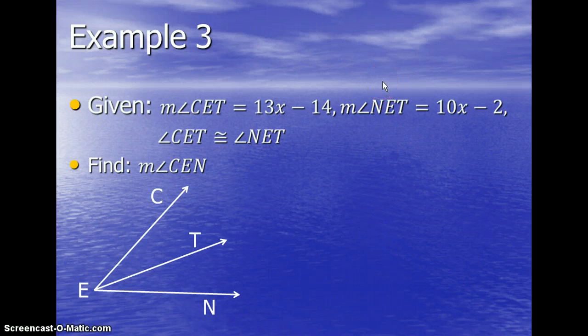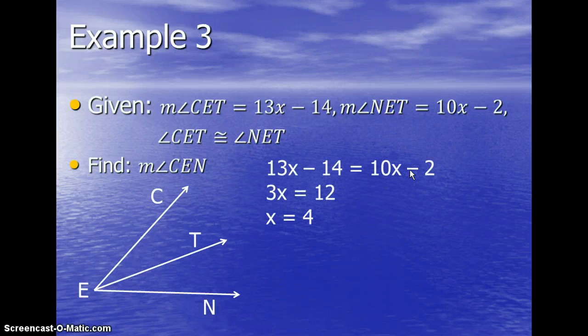Now our last example, it's the same basic idea, except now we're dealing with angles. So we're given that the measurement of angle CET is 13x minus 14. We're given that the measure of angle NET is 10x minus 2. And we're also told that angle CET is congruent to angle NET, which means they have the same measurement. So just like we did in the last problem, we're going to take these two angles and set them equal. And we're going to solve for x.